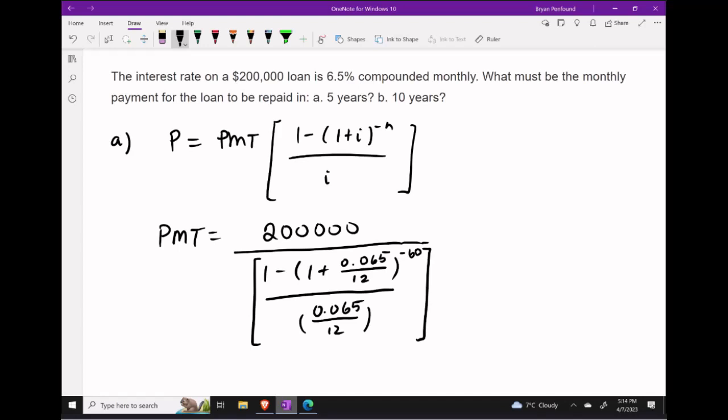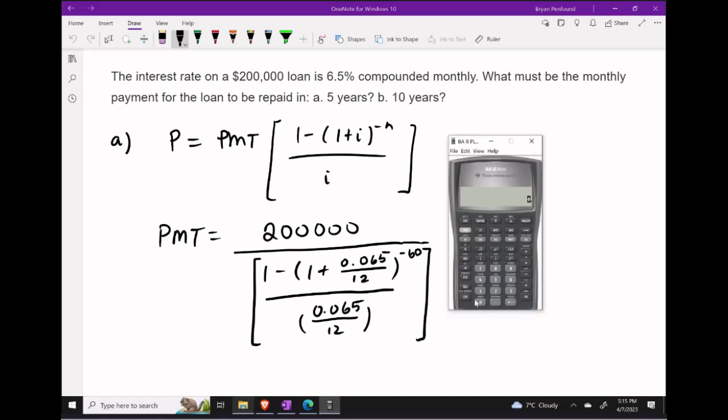So I've gone ahead and started filling in some values here. I've taken the 6.5% compounded monthly and put that in for I. Also notice here that over the term of 5 years, if we're doing monthly payments, 5 times 12 is equal to 60. So we do need to take a negative 60 as part of our power here in the numerator of that fraction. When I go to input this into the calculator, I'm actually going to start with the numerator of that fraction that's inside the square brackets.